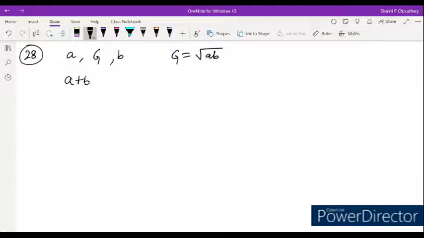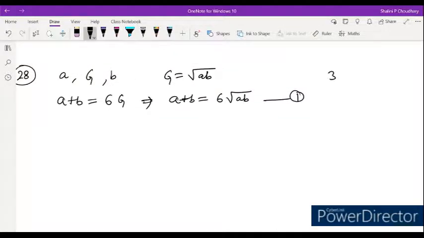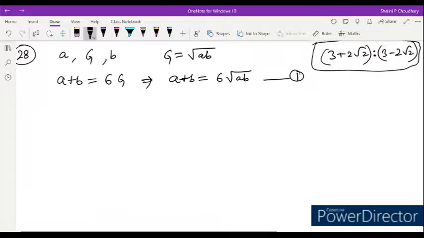That means A plus B is equal to 6 times their geometric mean G. So we can say that A plus B will be equal to 6 times the square root of AB. This is equation 1. Now what we have to show is that the ratio will be 3 plus 2 root 2 is to 3 minus 2 root 2. We have to prove that this is the ratio of A and B.